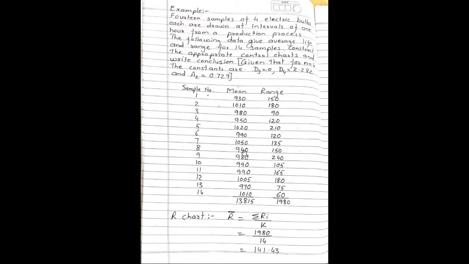So we will calculate the total 930 plus 1010 plus 980 plus 950 plus 1020 plus 990 plus 1050 plus 940 plus 980 plus 990 plus 990 plus 1005 plus 970 plus 1010. So the total becomes 13,815. So for drawing R chart, we need R bar, which is equal to summation Ri upon K.